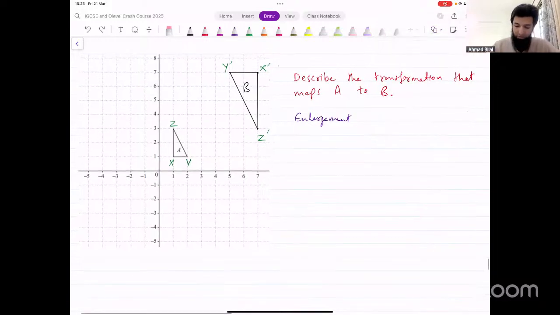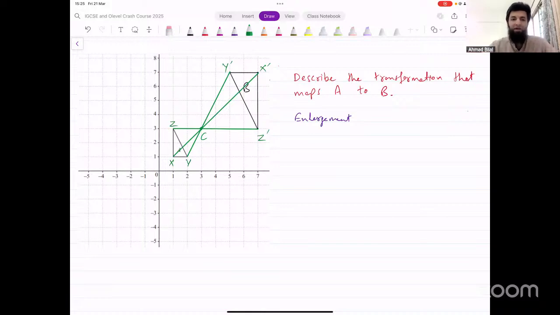Okay. So that means join y with y prime, join z with z prime. Two are going to be enough, but just to confirm, you can join the third one as well. X and x prime. You see all of them, they are intersecting at the same point. This point where they are all intersecting, this is the center of enlargement. That's how you find the center of enlargement. Just join the corresponding points. The point where these lines intersect, that's the center of enlargement.